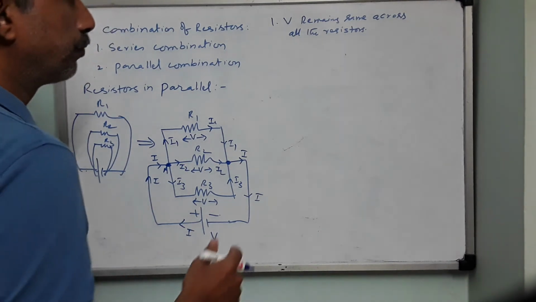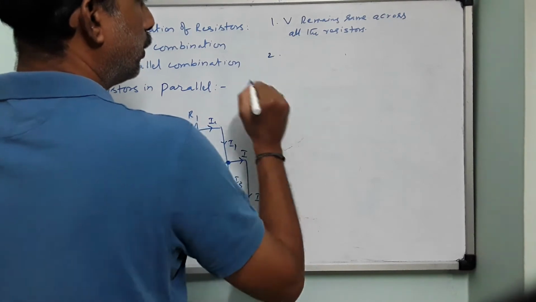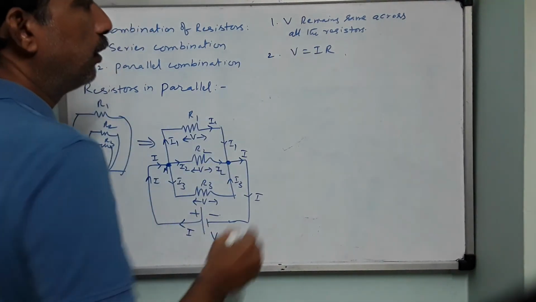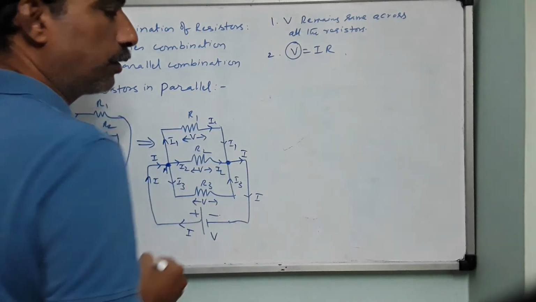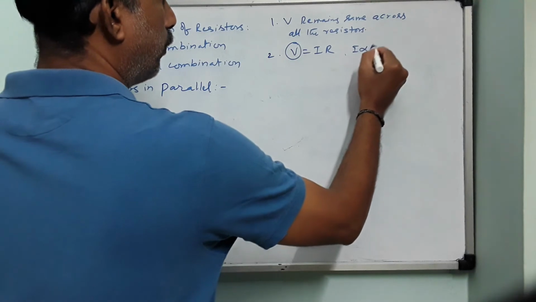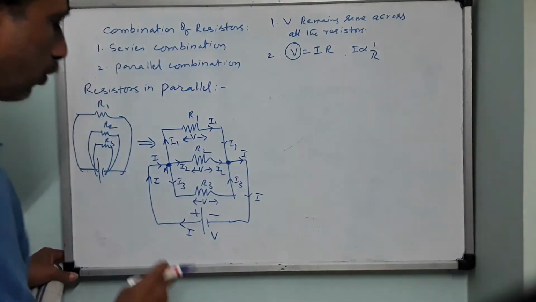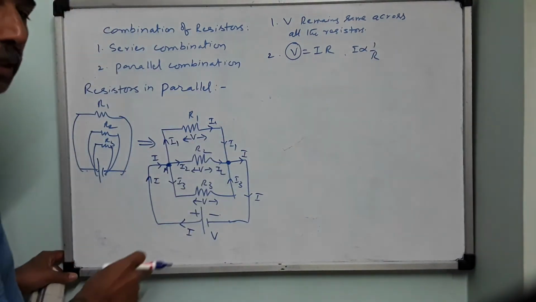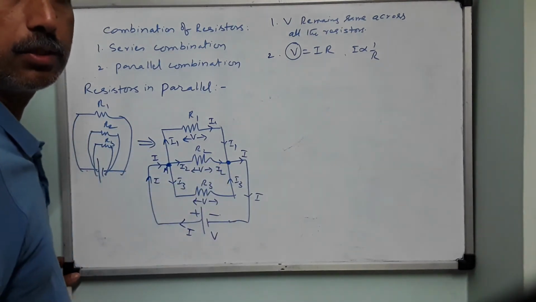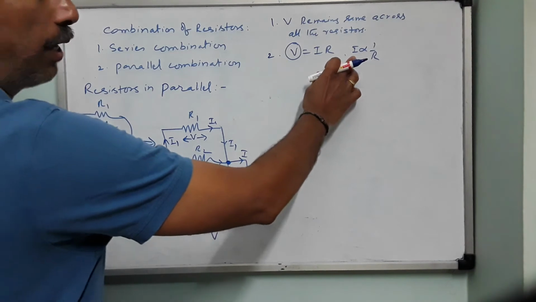Okay, right. Number 2. Now you have V equals IR, Ohm's law. You said V is the same for all the resistors. Then from this you can write that I varies inversely with R. So the total current will be divided among the 3 resistors in the inverse ratio of their resistances. Smaller is the resistance, more will be the current.